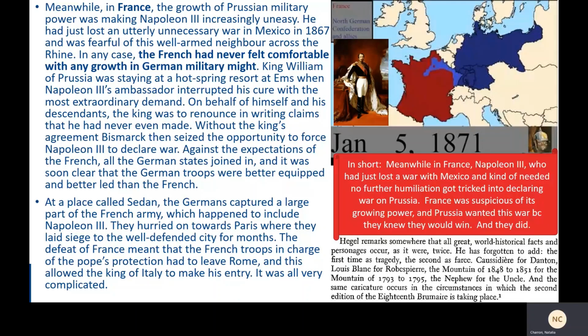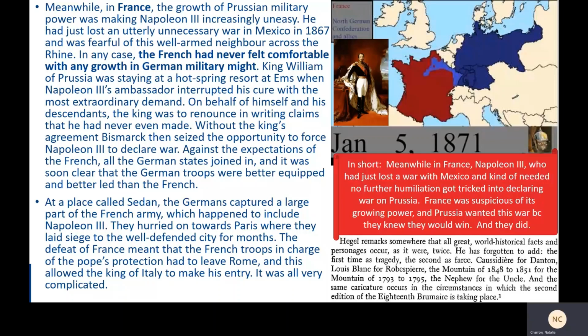At a place called Sedan, the Germans captured a large part of the French army, which happened to include Napoleon III. They hurried on towards Paris, where they laid siege to the well-defended city for months. The defeat of France meant that the French troops in charge of the Pope's protection had to leave Rome in Italy, and this allowed the King of Italy to make his entry into Rome, during which time Rome became the capital of Italy. It was all very complicated.